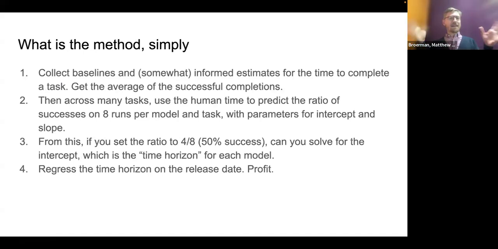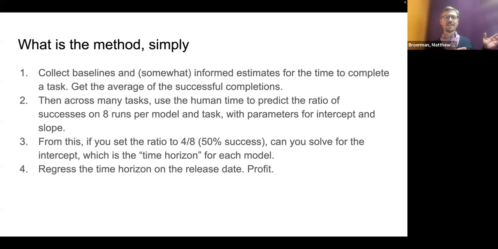So what is this method? There's a lot of talk about it, but what is it actually that we're going to try to understand in the next 20 minutes? You're going to collect baselines and somewhat informed estimates of time to complete a task for a human, I should have added there. Then you're going to take the average of just the successful completions. Then you're going to use that time to predict the model's success on a particular task.